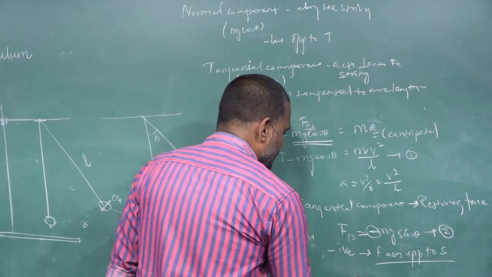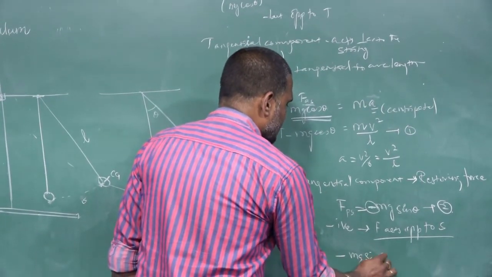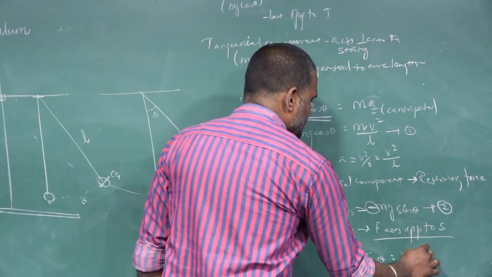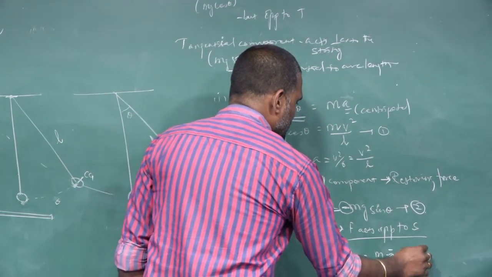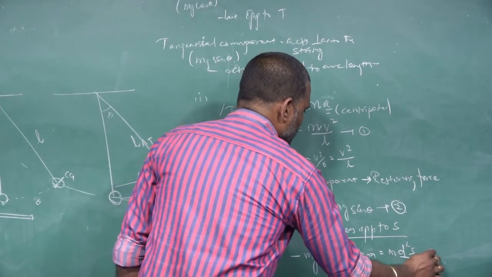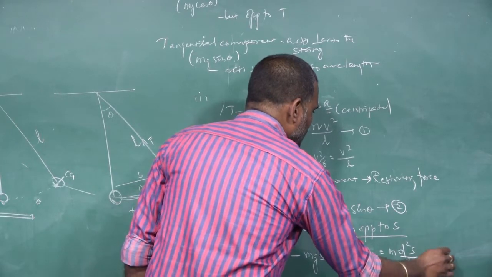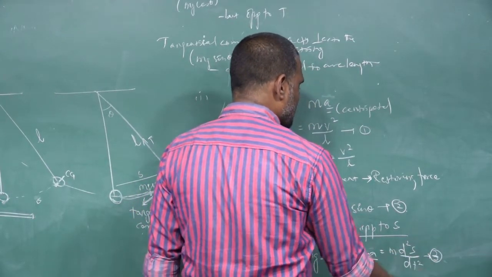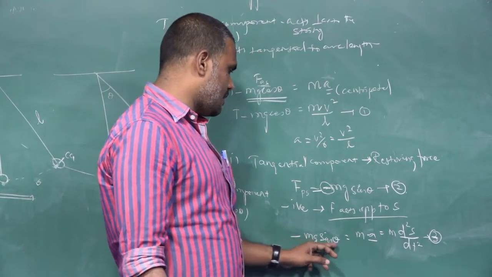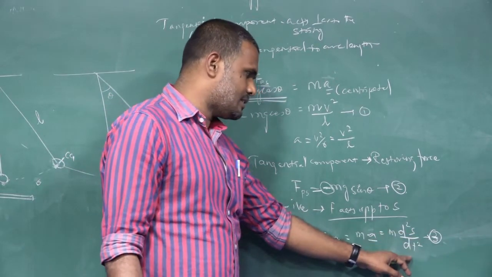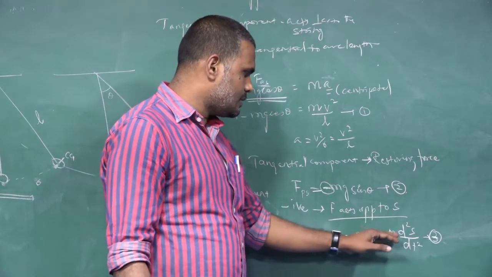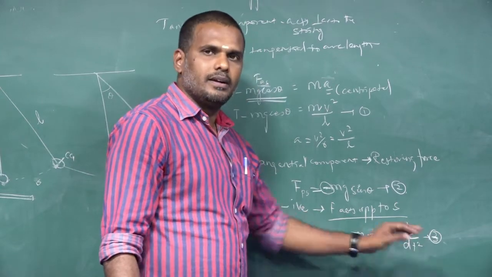I have to equate it with the product of mass into acceleration. So I can write minus of mg sin theta is equal to mass into acceleration. This can be taken as m into d square s divided by dt square, which is nothing but the second derivative of displacement. Acceleration is nothing but the second derivative of displacement. So minus mg sin theta equals m into d square s divided by dt square.